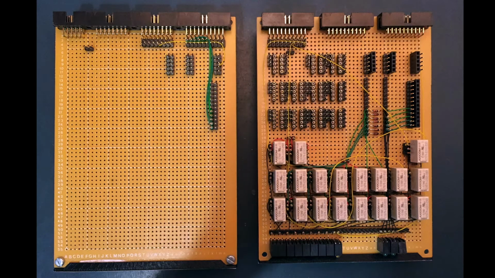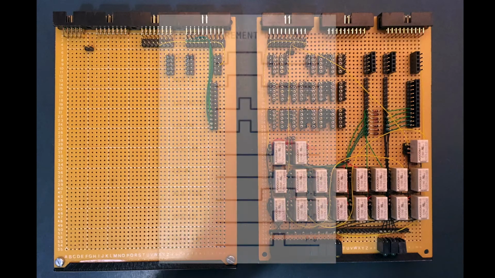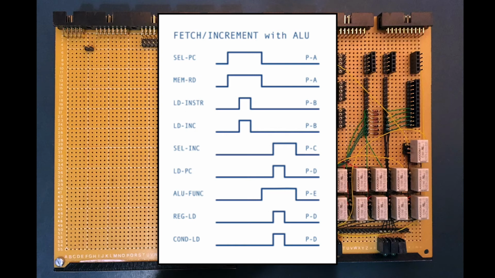And that leaves us with the program counter pointing to the next instruction, ready for when this one's completed. Now, if we go for a more complete example, here's one that has a fetch and increment cycle followed by an ALU instruction. It's worth noting here that the selecting of the incrementer and the loading of the program counter actually happens at the same time as the ALU function is carried out.